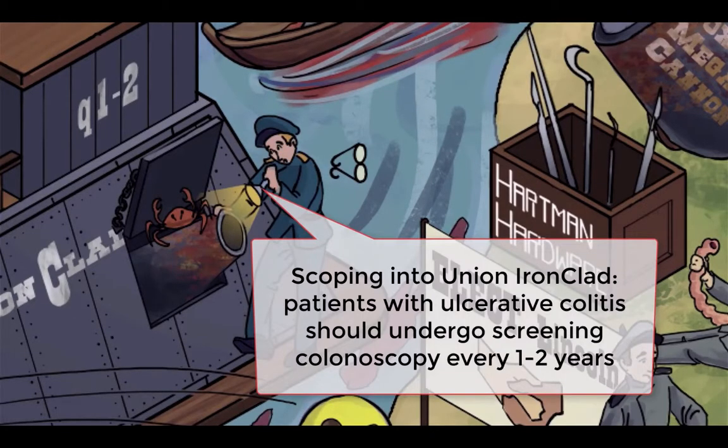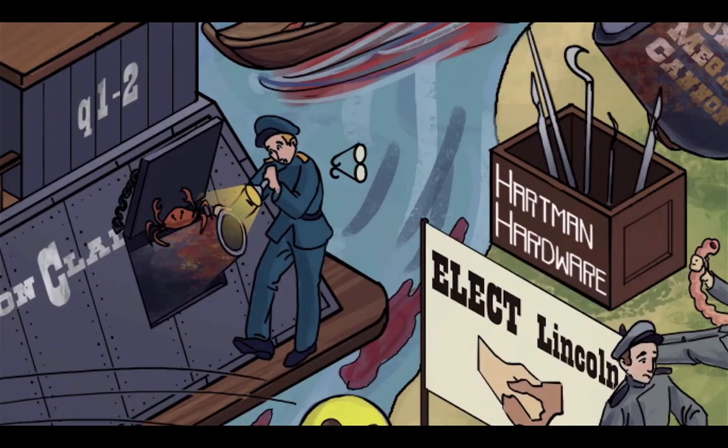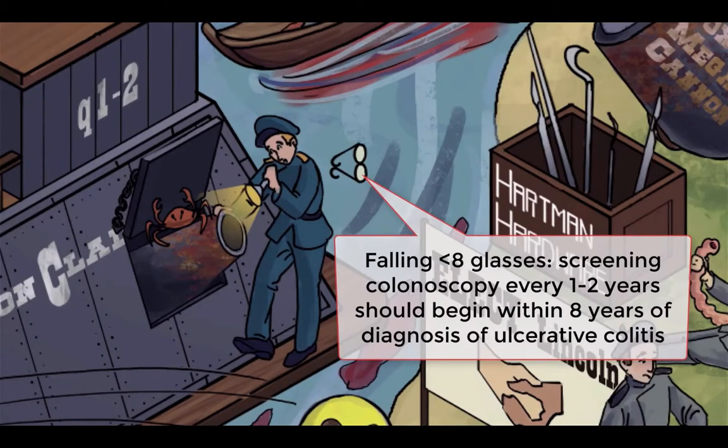And while we're on the subject of cancer, patients with UC should have screening colonoscopy every 1 to 2 years, starting at or before 8 years after the initial diagnosis. To help you remember this, we've sketched in this soldier inspecting a rusty cannon with the colonoscopy flashlight, though his glasses have fallen off and are forming an oddly less than 8 shape.